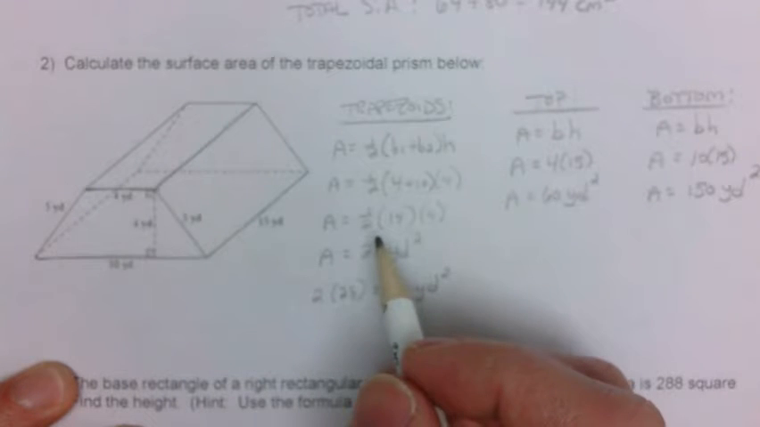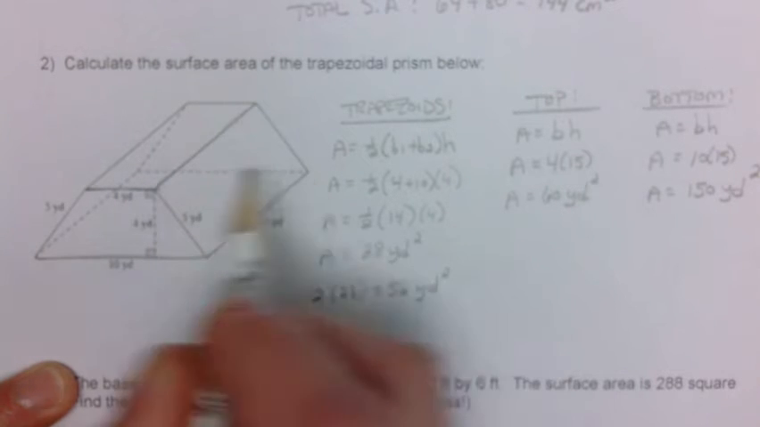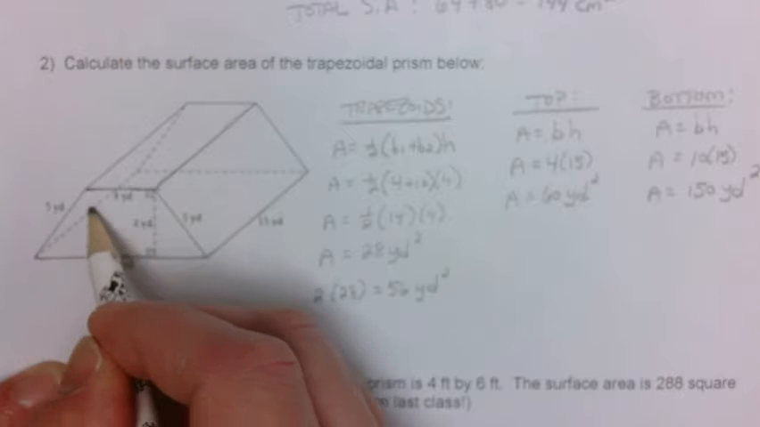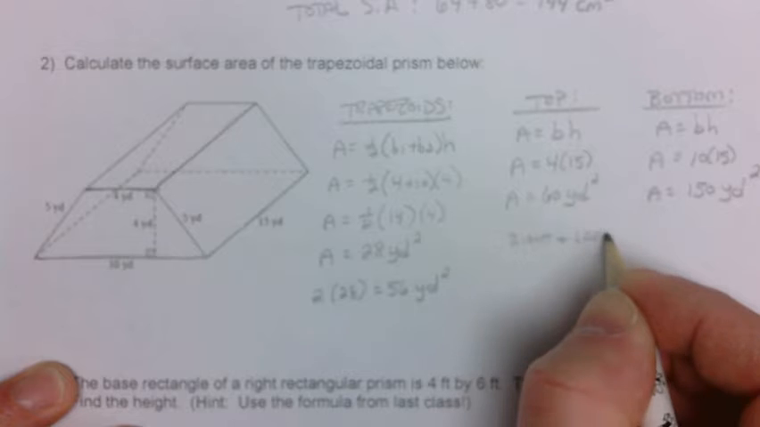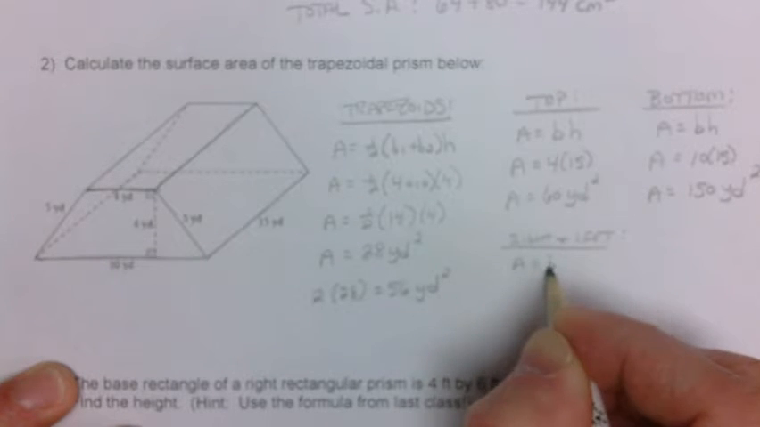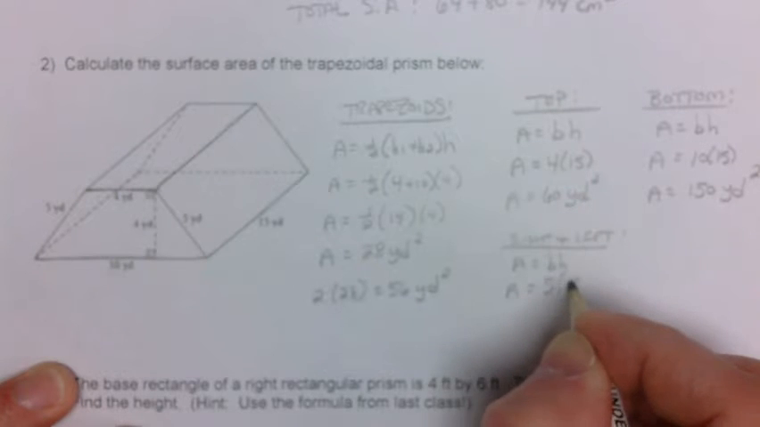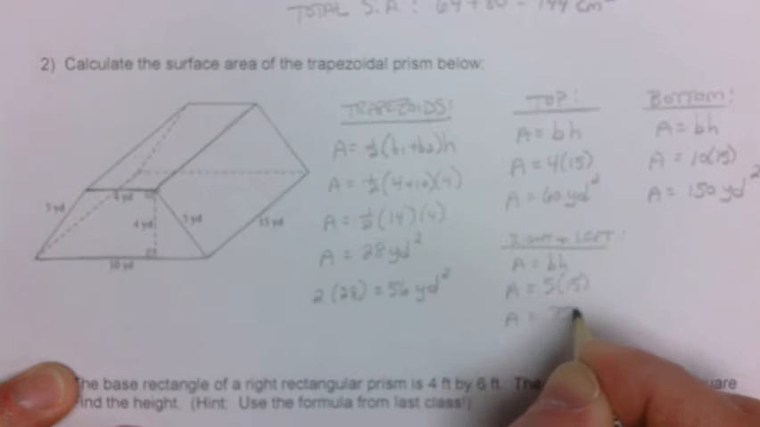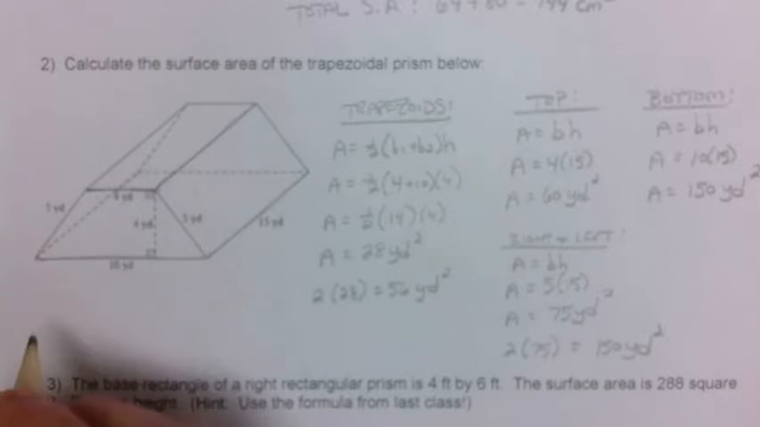Now I need to get the area of the right and the left. Well, the right I can see is 5 by 15, and the left is also 5 by 15. So the right and left are actually congruent to each other. They're rectangles, base times height. And again, they have dimensions of 5 yards by 15 yards. 5 times 15 is going to give us 75 square yards. But since they are congruent, I'm going to double that and do 2 times 75 to get a total area for those two faces of 150 square yards. Okay, now I'm ready to get the total surface area.